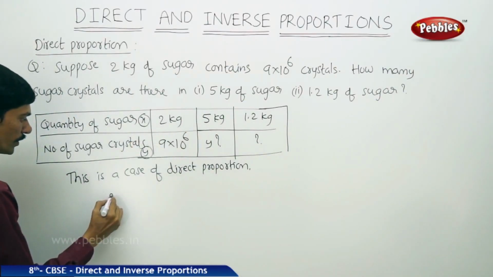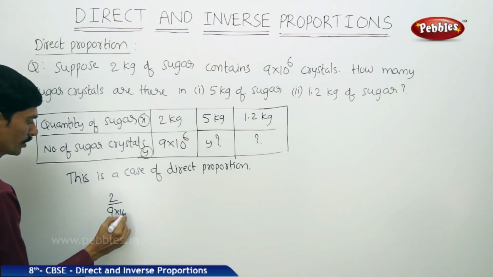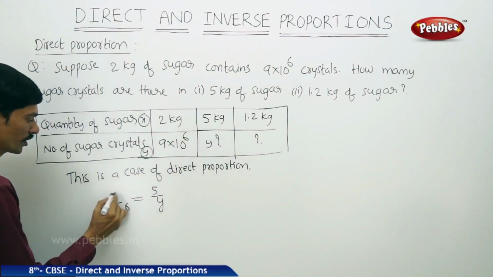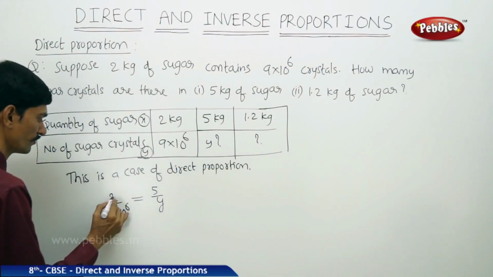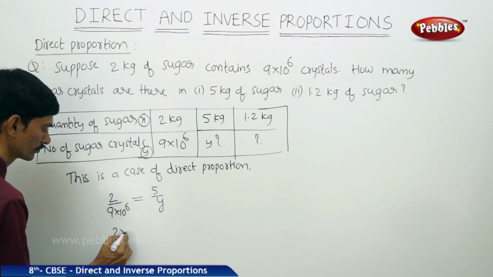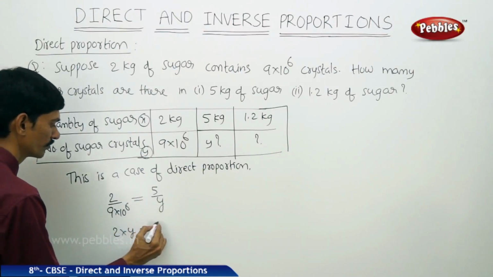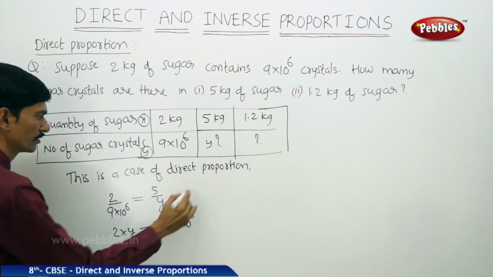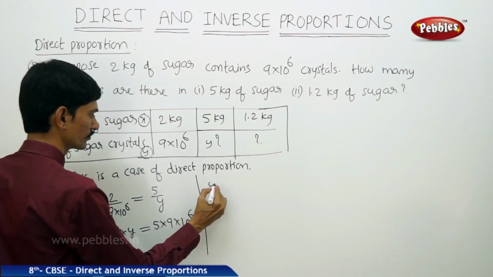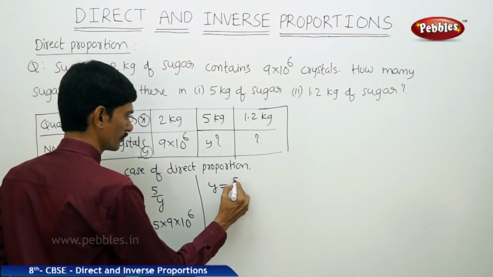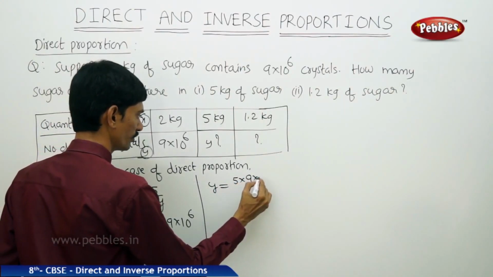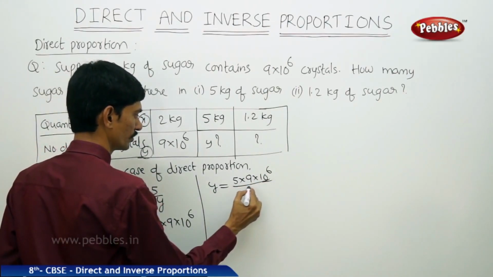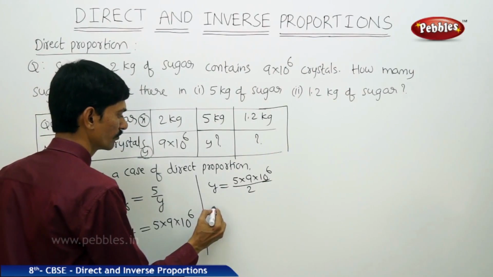So we will take this is y, then we will find out y value. Now we can write that 2 by 9 into 10 to the power of 6 equals 5 by y. So by cross multiplication we can write that 2 into y equals 5 into 9 into 10 to the power of 6. Then y equals 5 into 9 into 10 to the power of 6 by 2.